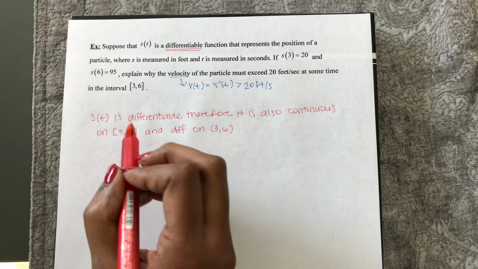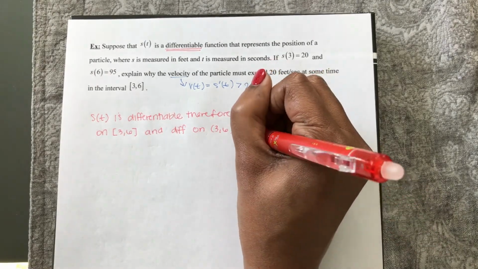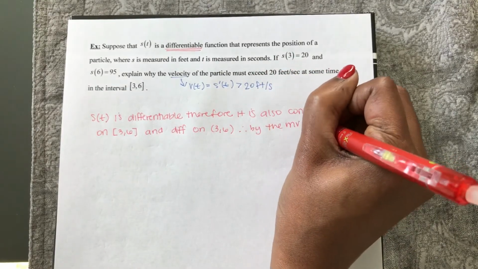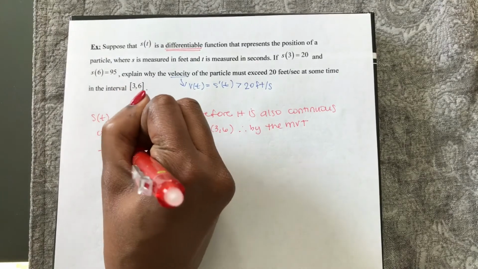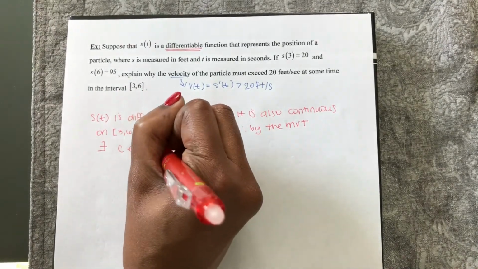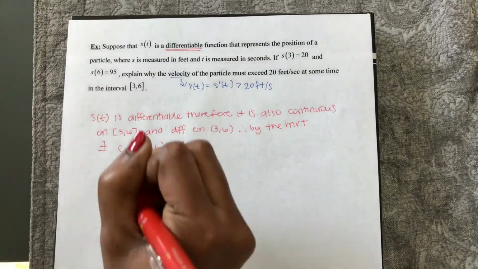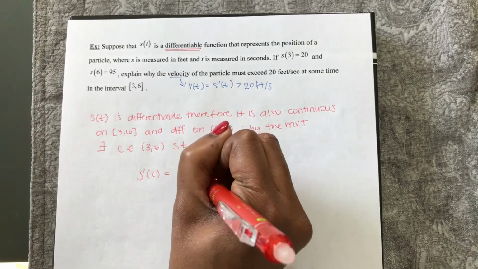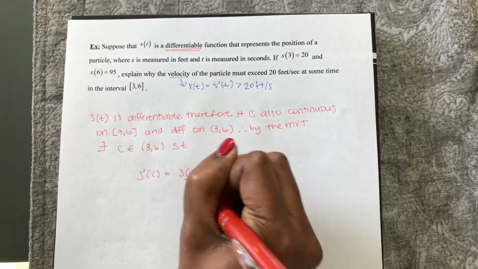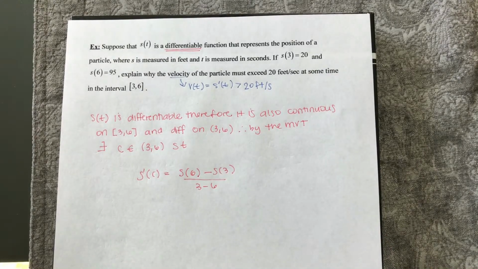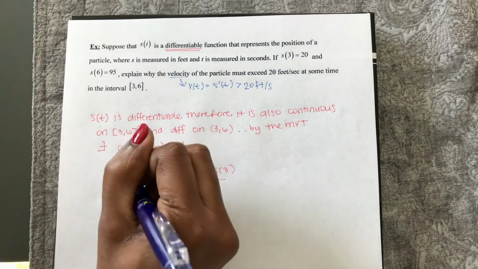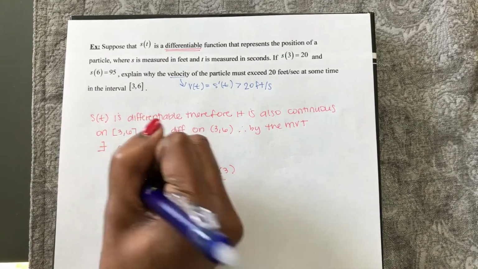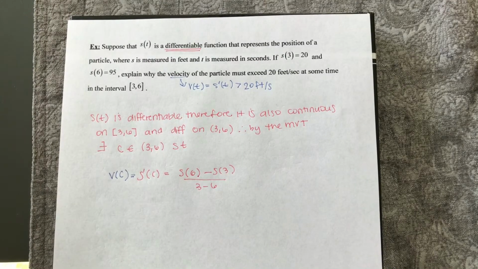Now that we've checked these two hypotheses, by the mean value theorem, there exists some c value within the open interval from 3 to 6 such that S prime of c equals S of 6 minus S of 3 over 3 minus 6. Now, keep in mind that S prime of c is V of c, right? The velocity is the rate of change of our position.